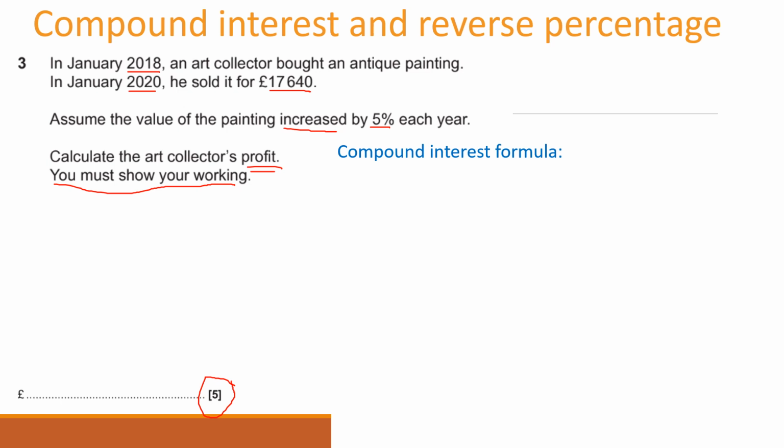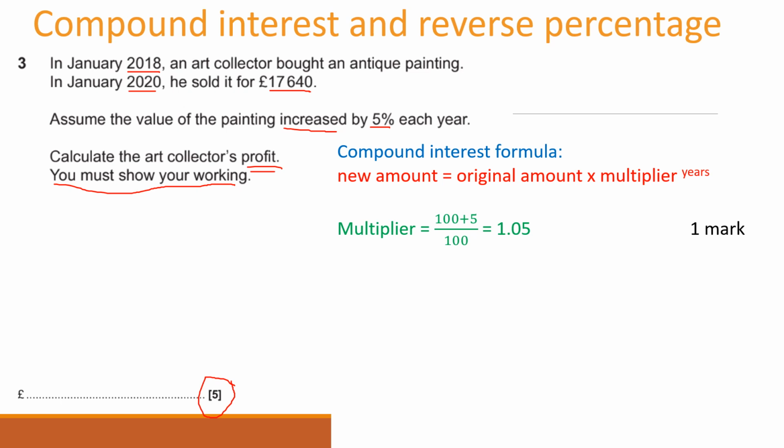Okay, so the compound interest formula is the new amount equals the original amount times the multiplier to the number of years. Now, to calculate my multiplier, this is linked to the increase of 5%. What that means is I take 100 because the percentage is out of 100. I add on 5 because that is the percentage increase, so the increase means I add 5. And then I'm going to divide by 100 to make it a decimal. And that will give you 1 mark on the exam for finding your multiplier.